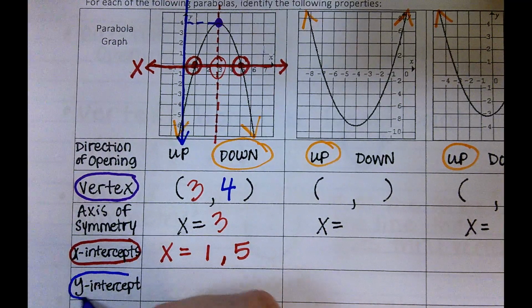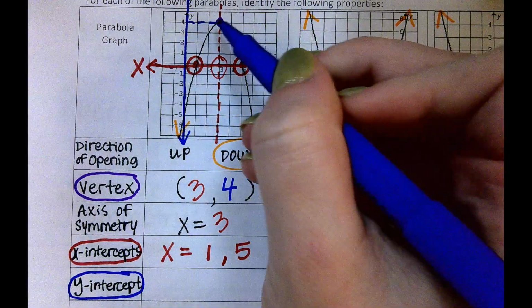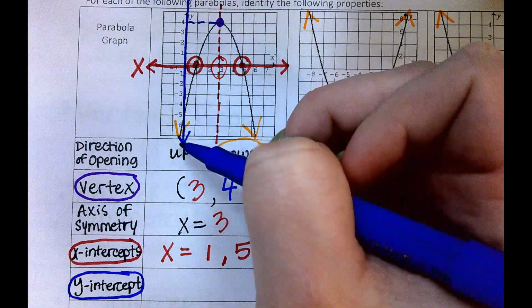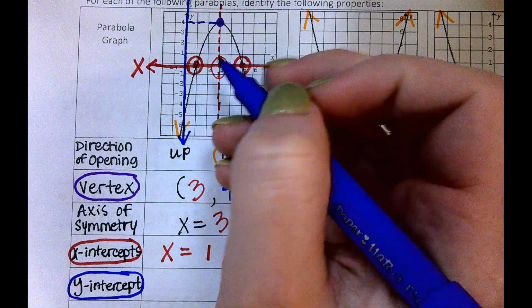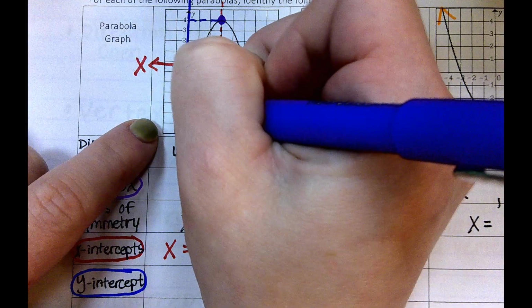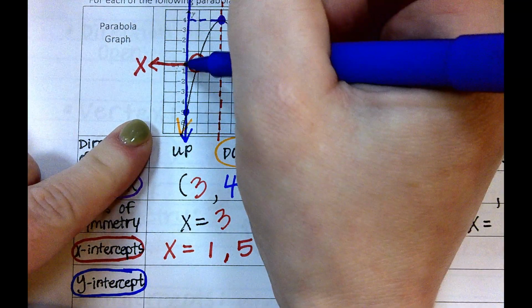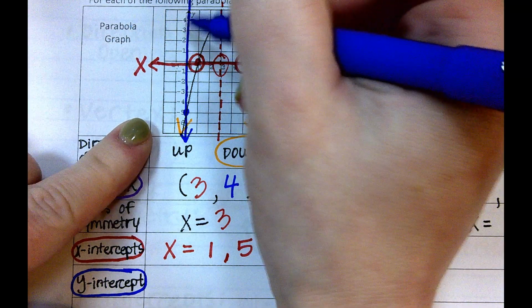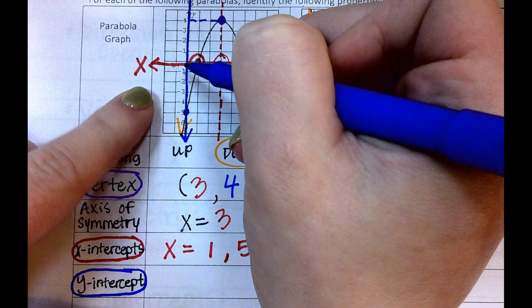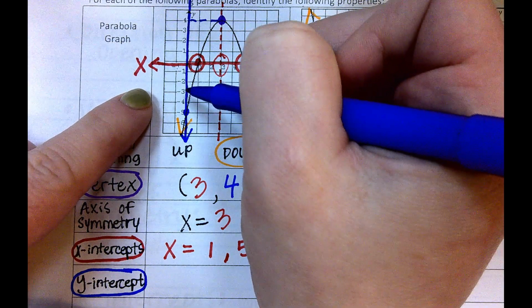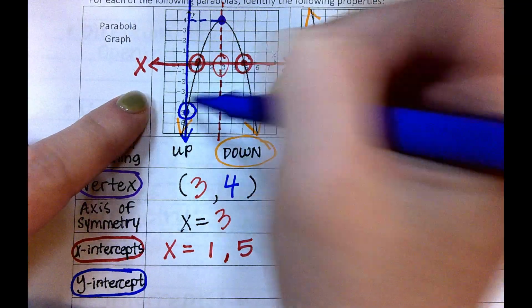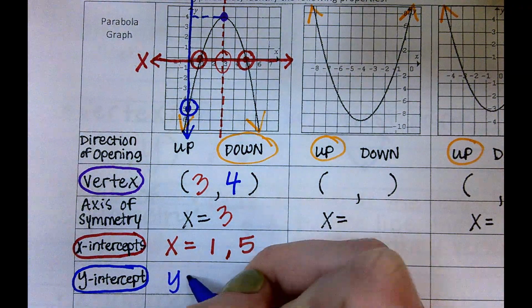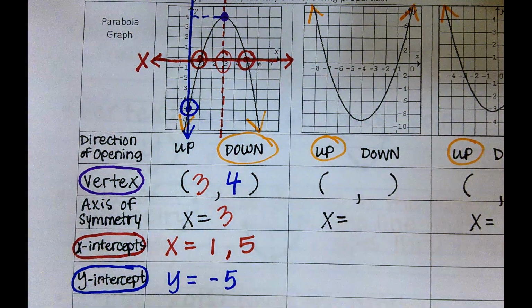The y-intercept is where the graph touches the y-axis. -5. Good. Way to spot that it's negative. If it's below the x-axis, when we go up, it's positive 1, 2, 3, 4, 5. But below, now we have -1, -2, -3, -4, -5 is the y-intercept. So y equals -5. Good.